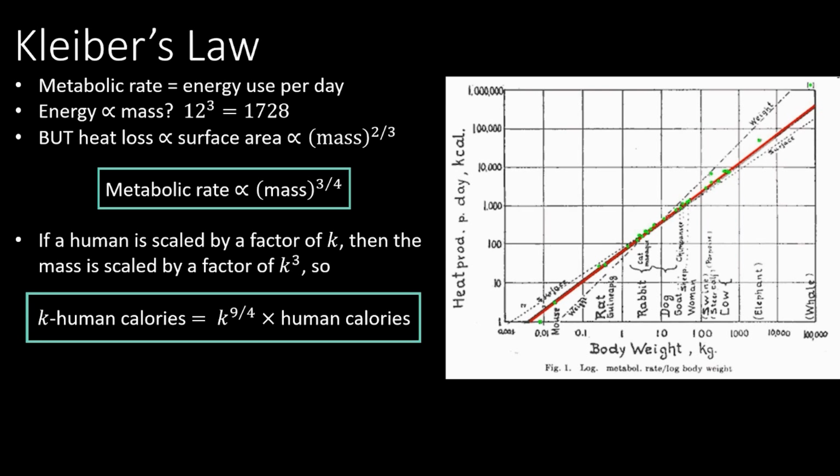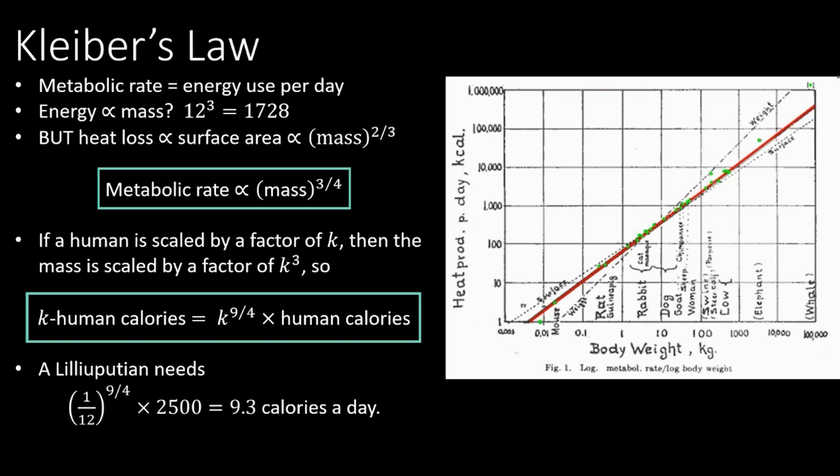And that's what we have to multiply the human energy use by to get the energy use of a tiny person or a big person, scaled by a factor of k. So a Lilliputian would need 1/12 to the power 9/4 times the human calorie intake, which is about 2,500 calories a day for someone like Gulliver, a man. That comes out at 9.3 calories, tiny.